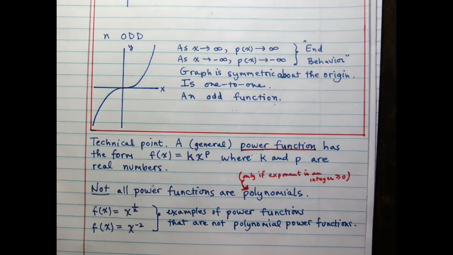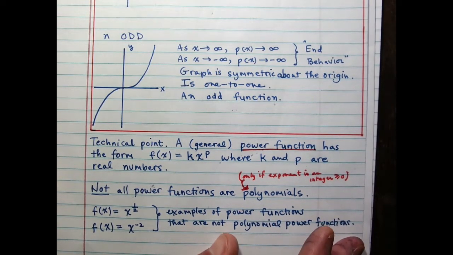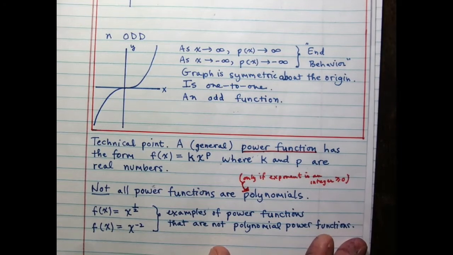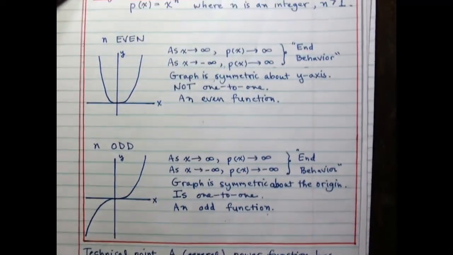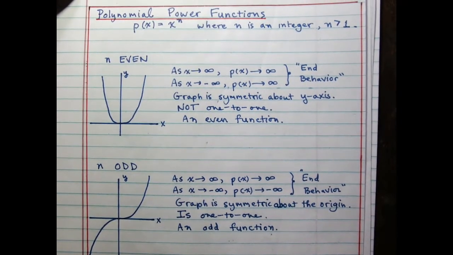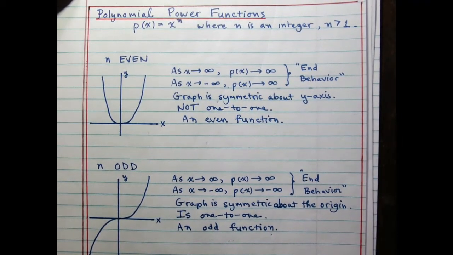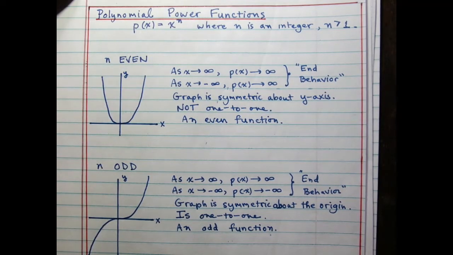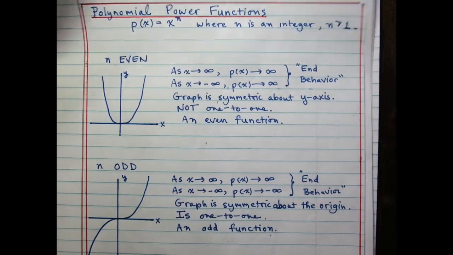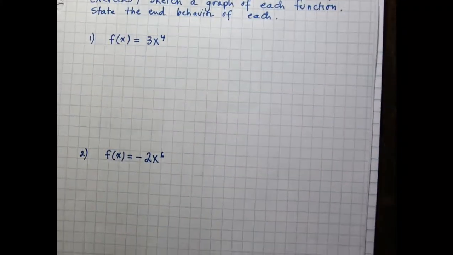So those are power functions that are not polynomial power functions, and they do not have graphs that match up with the information in the box. So this box information is only for polynomial power functions, only when the exponent is an integer value greater than 1. All right, let's go ahead and do some exercises now.